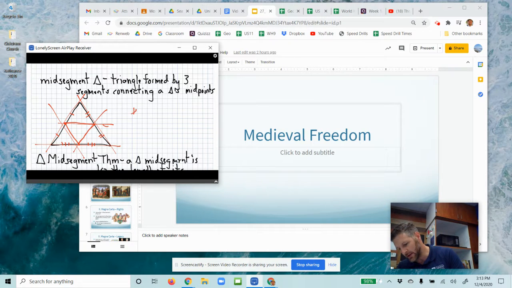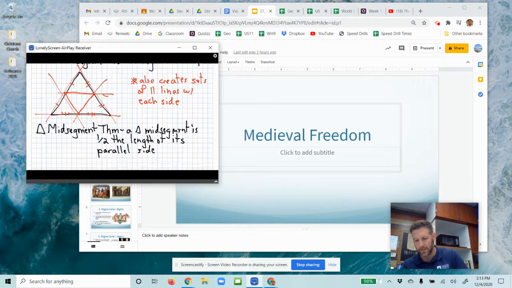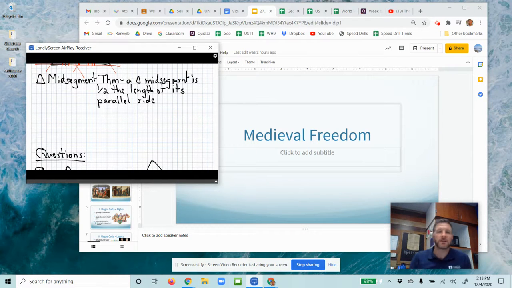I'm just going to note that here, that it also creates sets of parallel lines. I don't need to write parallel, I just abbreviate it. Parallel lines with each side. Again, the way we form that triangle is by finding the midpoint of the three sides and then connecting them. Then we have the triangle mid-segment theorem, which says that a triangle's mid-segment is half the length of its parallel side.